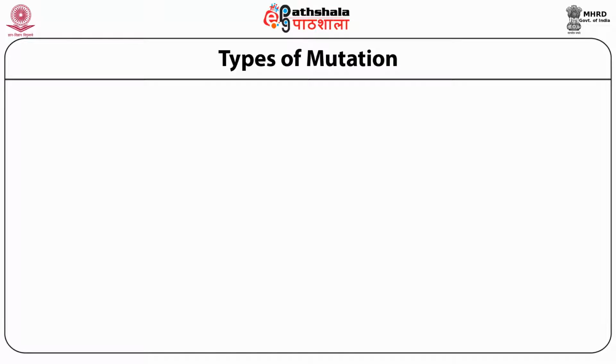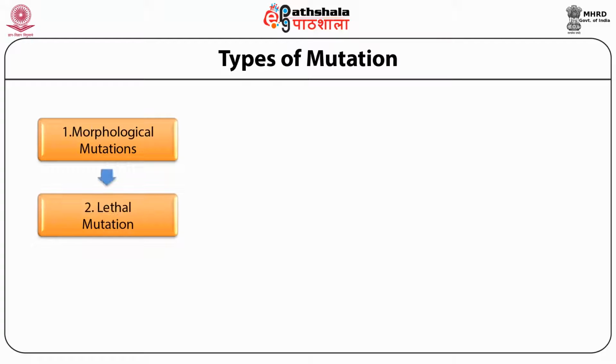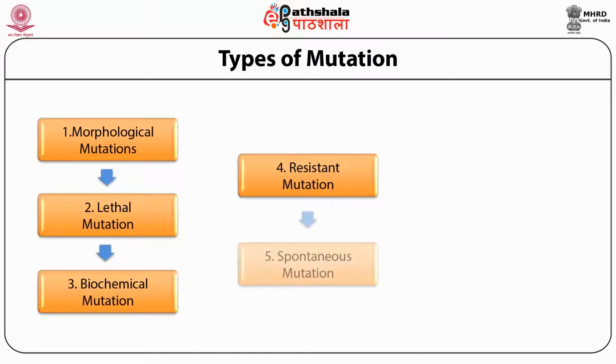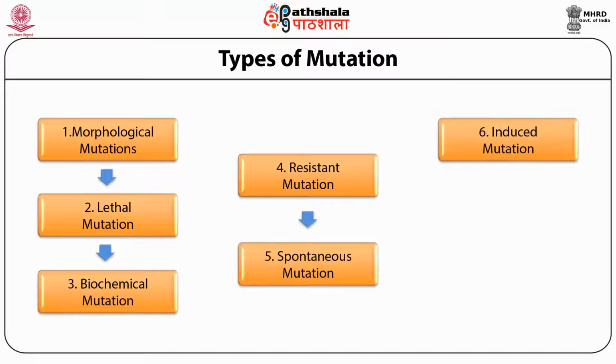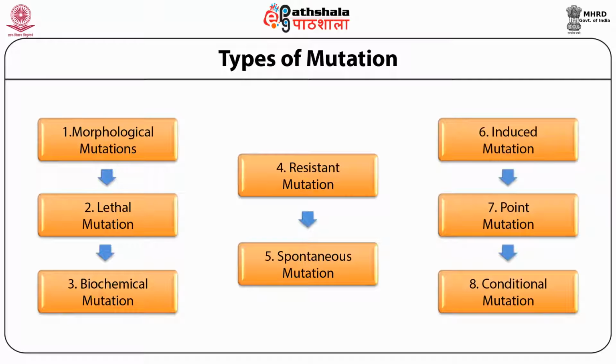Mutation can be of various types. They are classified into different categories based on various criteria. These criteria can be the method of detection, the agents of their cause, or the level at which they occur. The different types of mutations are morphological mutation, lethal mutation, biochemical mutation, resistant mutation, spontaneous mutation, induced mutation, point mutation, and conditional mutation. We will learn about each one of them one by one.